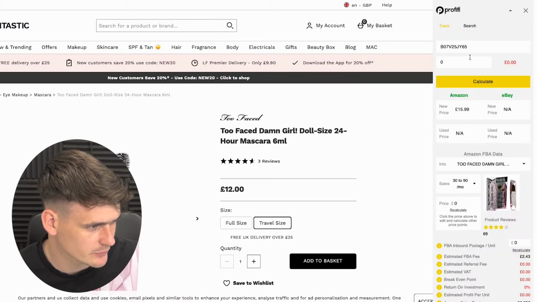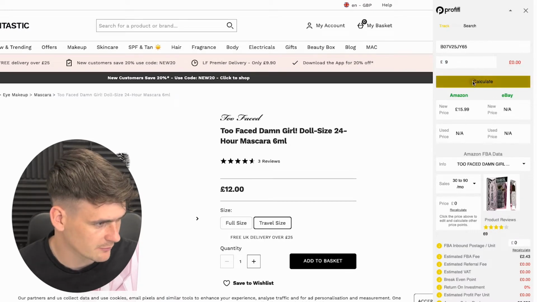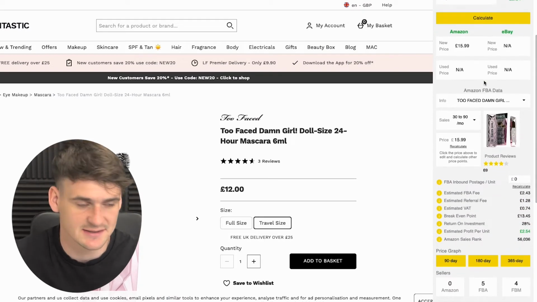So let's load it up on Profitl, and we will have a look at the price graph. We won't get into any of the other data today on Profitl.